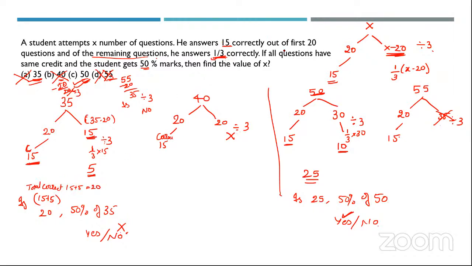Now we need to check if all questions have same credit and the student gets 50% of the mark. So 50% of 35 is 17.5. Are we getting 17.5 here? No. So that's why this option also got eliminated. Hence, the remaining option is your answer. If it is not clear, you can go back through the video again.